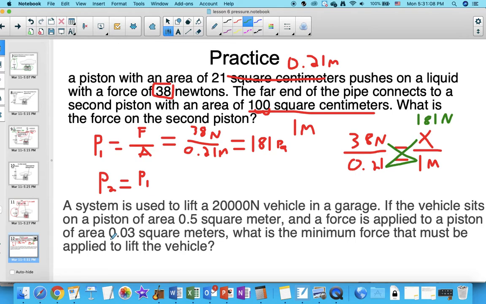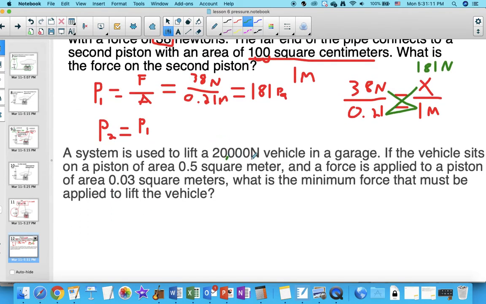A system is used to lift a 20,000 newton vehicle in a garage. If the vehicle sits on a piston with an area of half a square meter and a force is applied to a piston with an area of 0.03 square meters, what is the minimum force that must be applied to lift the vehicle? So we know that we're lifting a 20,000 newton vehicle in the garage. The second piston is 0.5, and we apply a force to a smaller piston.